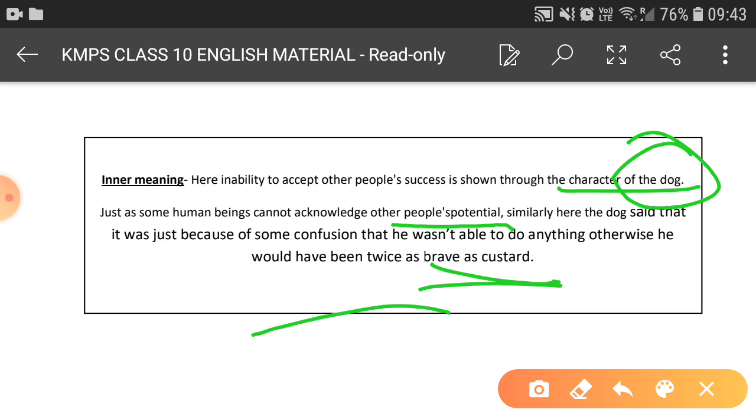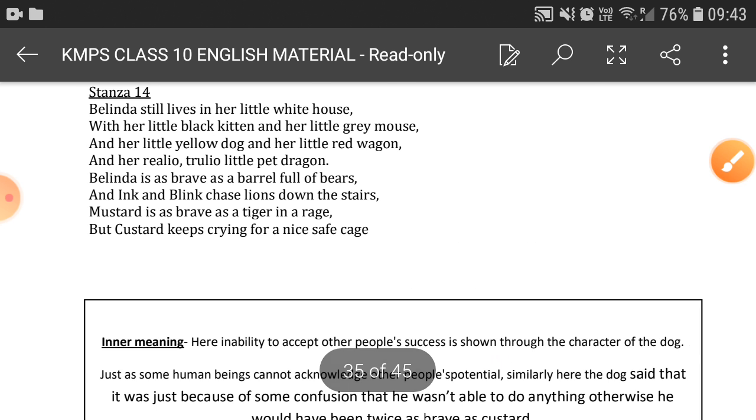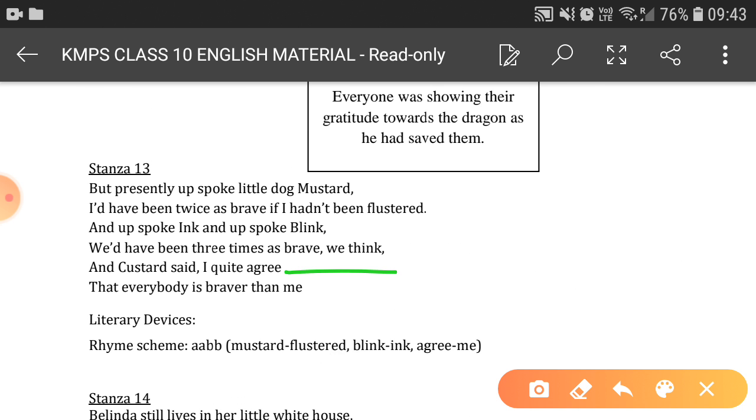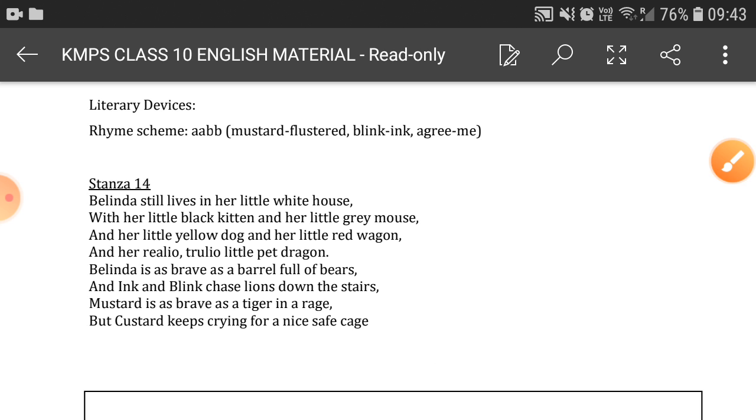The dog shows that type of attitude when it treats Custard in such a manner, as if to say, maybe you are very brave, maybe whatever you have done, but I am braver than you. Ink and Blink accompany the dog by saying I am actually three times braver than Custard, and all this demotivation created so much harm in Custard's character that Custard wasn't able to acknowledge, accept, or even grow in terms of the bravery that he showed. So we can see a downfall in Custard's character when it is said that Custard agreed with Ink and Blink, telling that yes, everyone is braver than me. This is how we also demotivate people. This is how we destroy the capability of people.